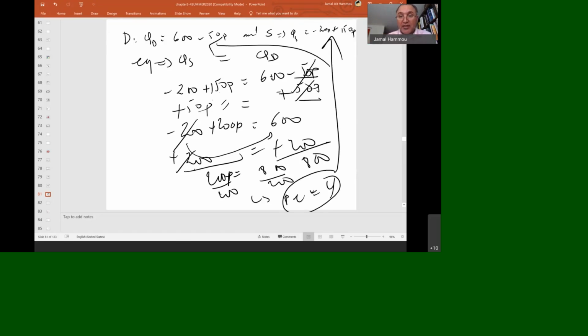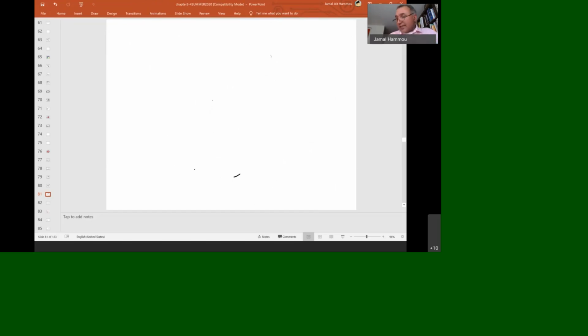Now the other questions you might get with this: let's say I give you this. The demand curve is a function that shows the relationship between the price and quantity demanded: 600 minus 50P. And the supply curve is a function that shows the relationship between the price and the quantity supplied: minus 200 plus 150P. The first question will be: find the equilibrium. You did the calculations and find out PE equals 4, QE equals 400.